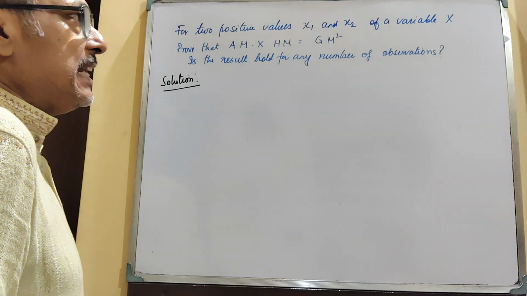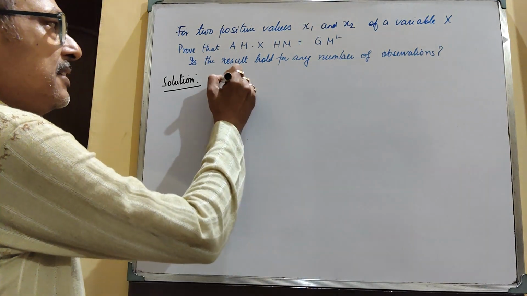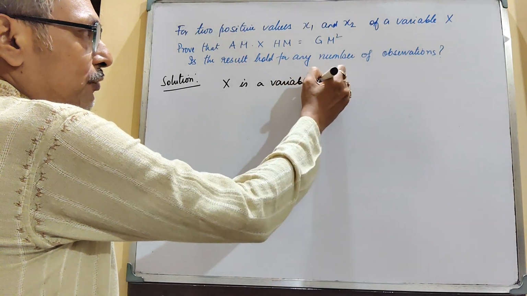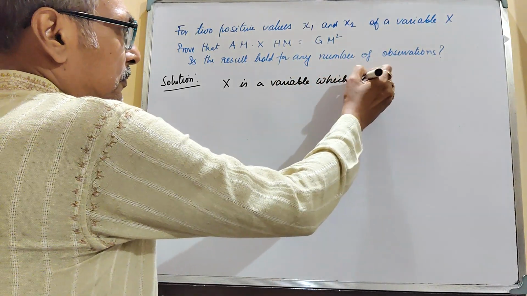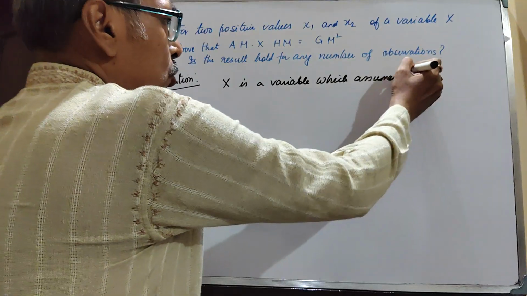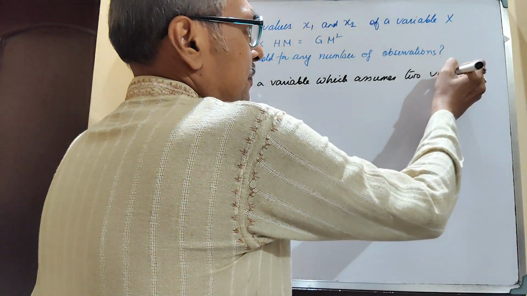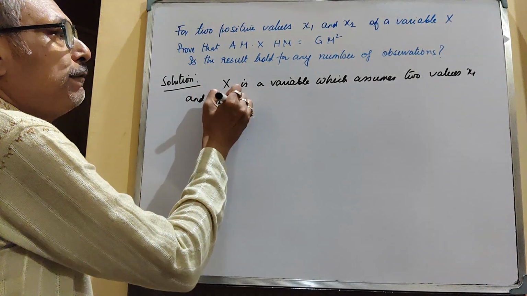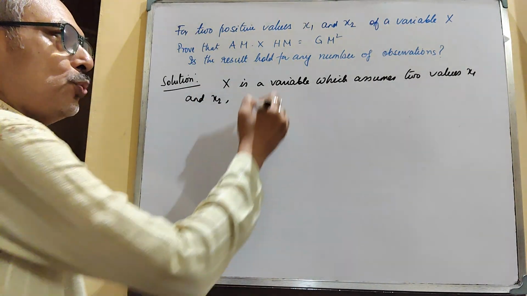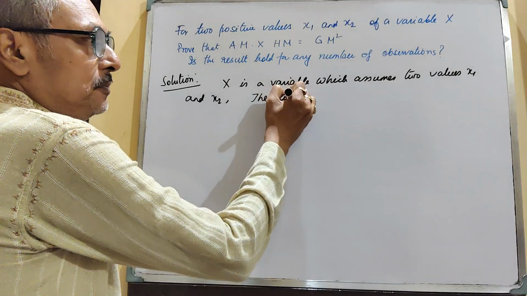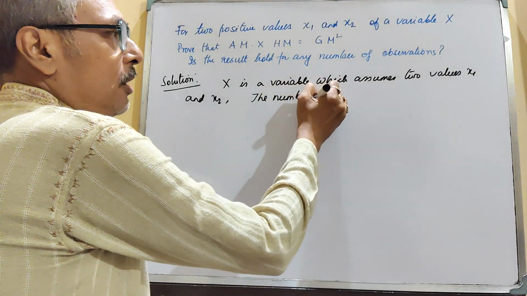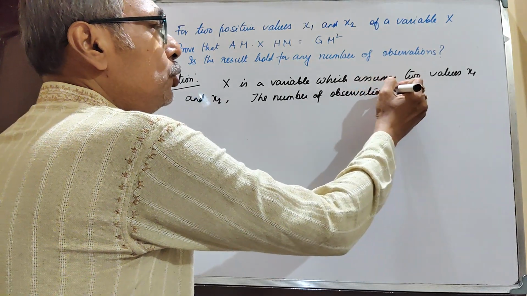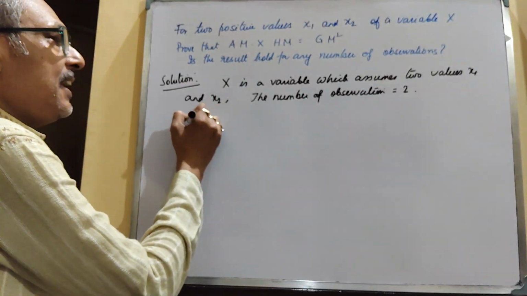Now, x is a variable which assumes two values, x1 and x2. Therefore, the number of observations is equal to 2.